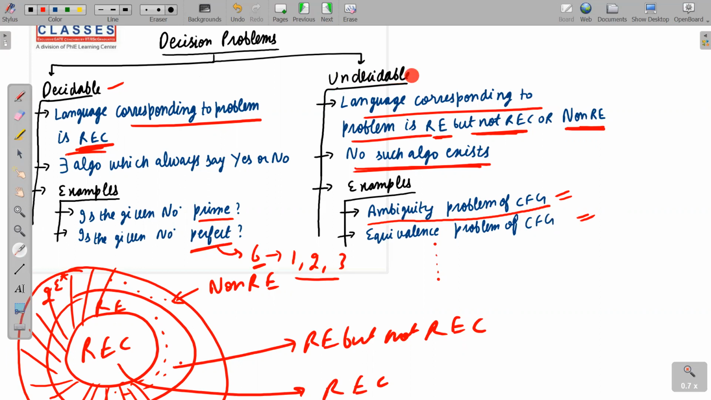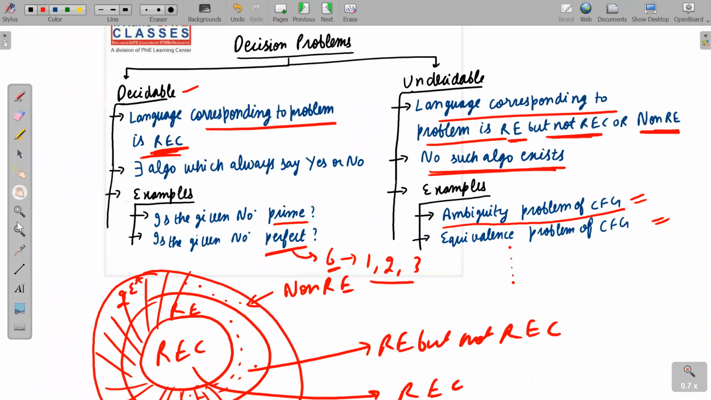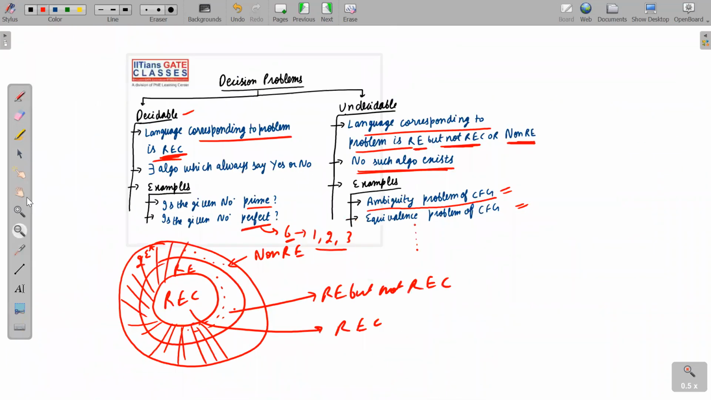When a problem is undecidable, nobody in this world will ever be able to write an algorithm to solve this problem. Say it this way. So I hope I have made the point clear. Please note it down carefully. I'm jumping to the next slide now.